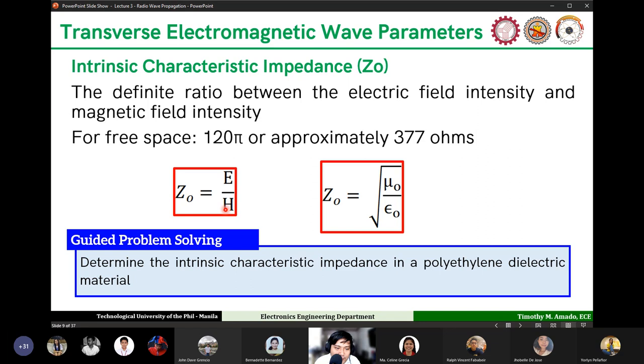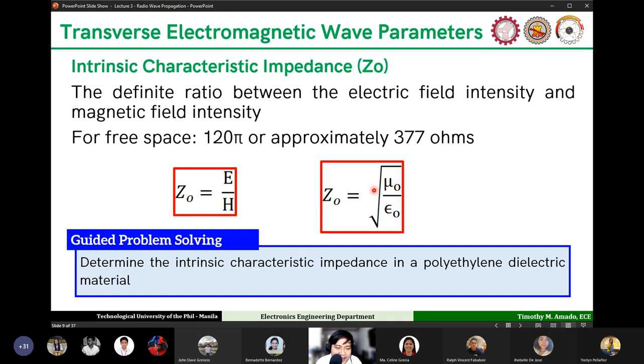So anong tawag natin sa impedance na ito? This is the intrinsic characteristic impedance. Now, kung nasa free space tayo, the intrinsic characteristic impedance is 120 pi or approximately 377 ohms. Bali, ito yung square root ng mu O over epsilon O, ito po yung pag-compute kay 377. Kumbaga, itong formula na nasa right nyo, this one is for the free space.